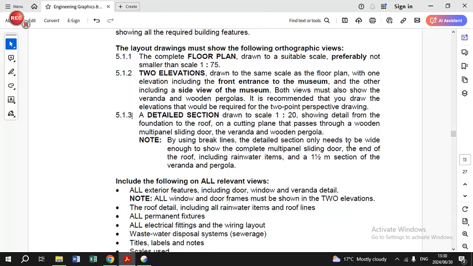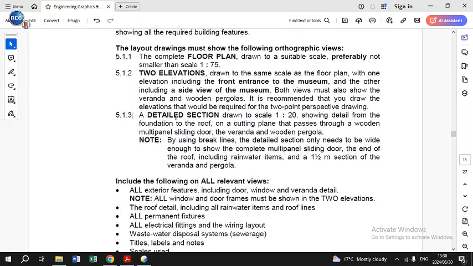The detail section only needs to be wide enough to show the complete multi-panel sliding door, the end of the roof, including the rainwater items, and a 1.5 meter section of the veranda and pergola. So this is very important that you include all of this in your detail section.